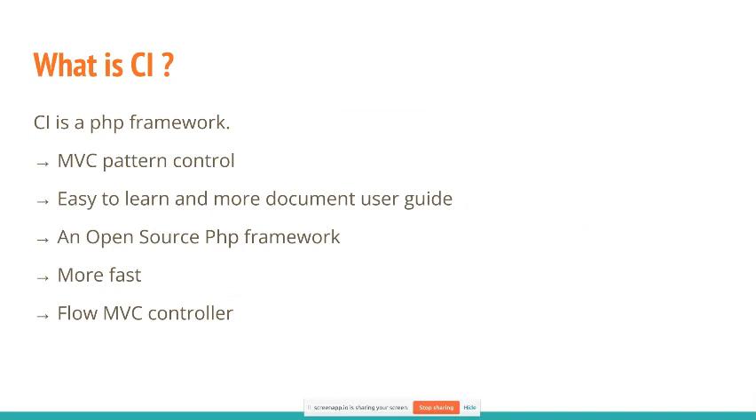What is CI? CI is the CodeIgniter framework. The abbreviation CI stands for CodeIgniter. CodeIgniter is a PHP framework with the MVC pattern, easy to learn, with a lot of documentation and a user guide. It is an open source PHP framework, fast and light, using MVC patterns.